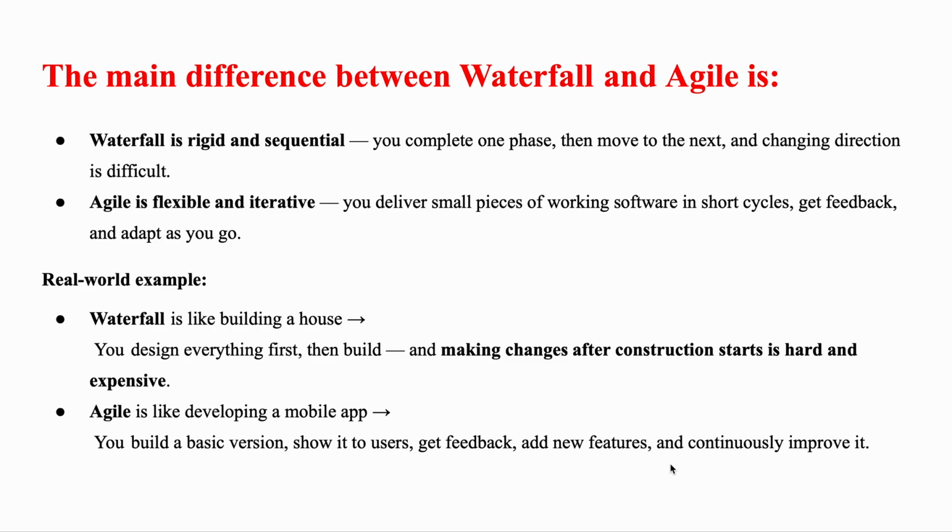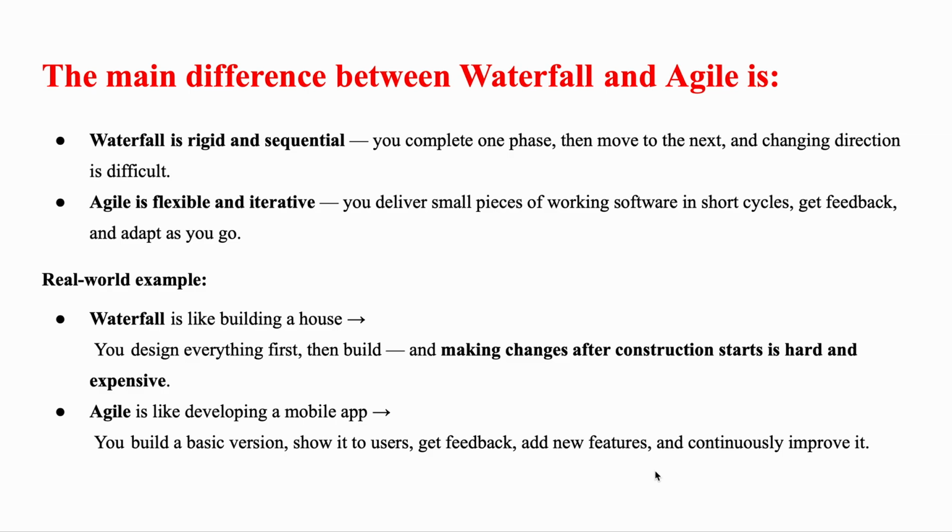Agile, on the other hand, is flexible and iterative. You develop the software in small pieces called iterations or sprints, and after each cycle, you deliver a working version of the product. You can get feedback, make changes, or adapt as you go, which is great for projects where requirements evolve.